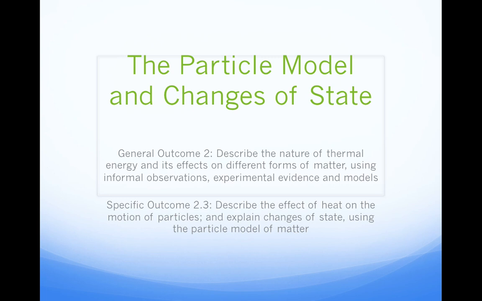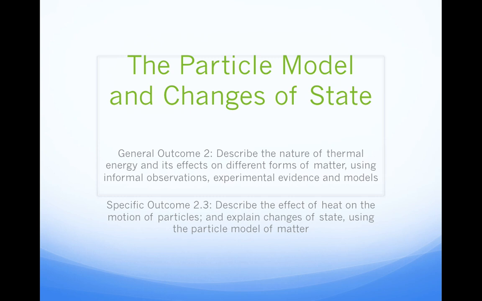Okay, Mr. Sonnenberg here. We're doing Science 7, the unit heat and temperature. We're in General Outcome 2, and I'll let you read what it's about. But basically, we're looking at the nature of thermal energy and its effects on different forms of matter using informal observations, experimental evidence, and models.